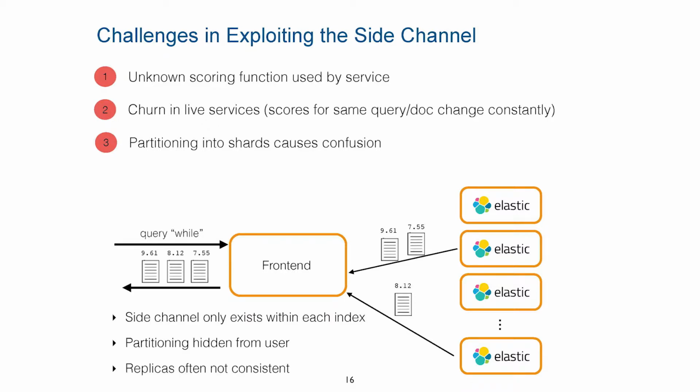And the complicating factor here is that, say, this 8.12 was computed by a shard that has different data from this shard that computed the 9.61. Moreover, this partitioning is completely opaque to the user, and you can't tell that this came out of one shard and this came out of another shard. And if I wanted to draw an inference from those numbers, I would need to know which came from which shard. I'll make this a little more clear later, but the side channel will only work within this shard. These shards are completely independent, other than being part of the same cluster. The scores they're computing are on independent data.